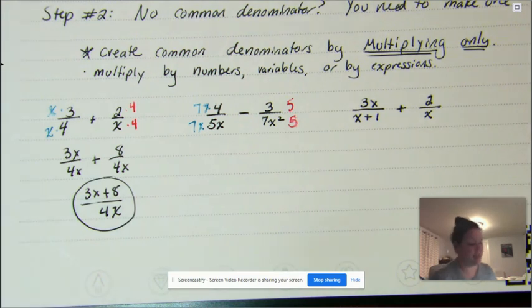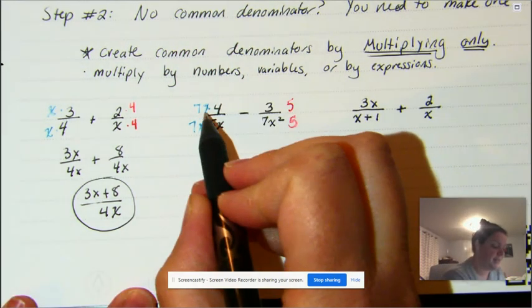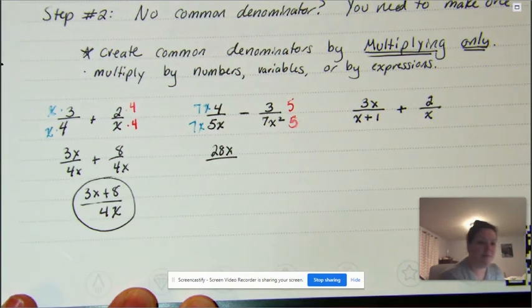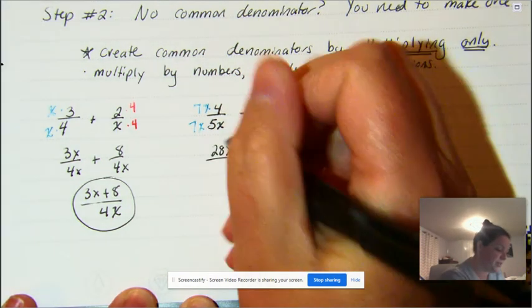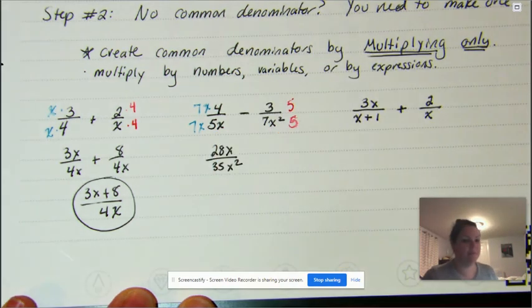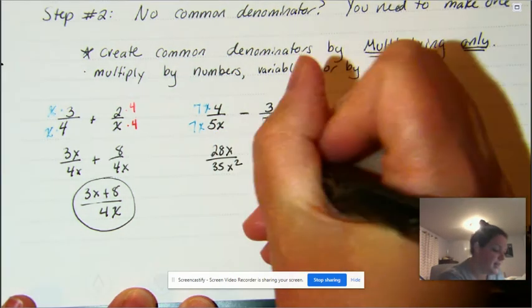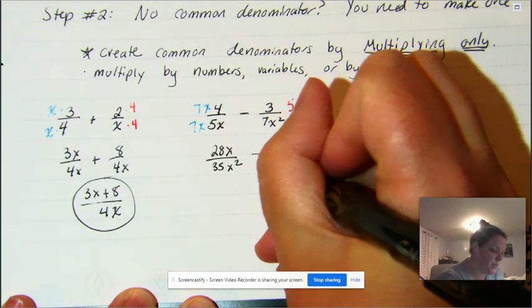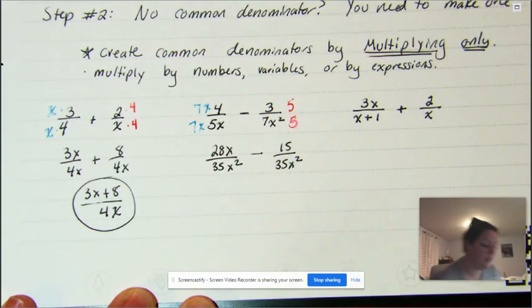Let's take a look at what this looks like when we multiply. 7 times x times 4 will be 28x. On the bottom, 7 times 5 is your 35, and your x times x is x squared. In the second fraction, 3 times 5 is 15, and we have a 35x squared in the denominator.